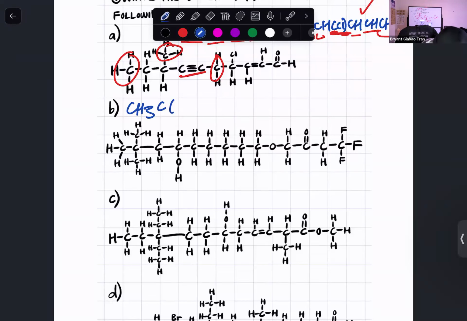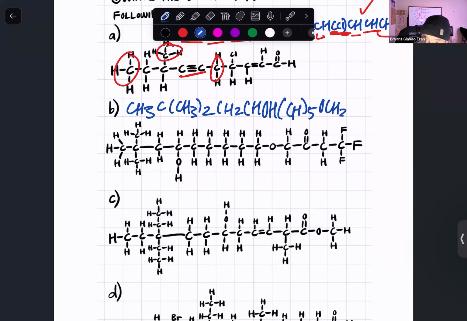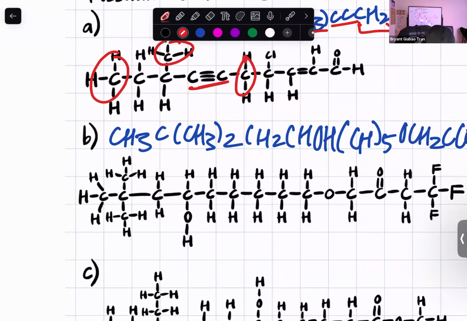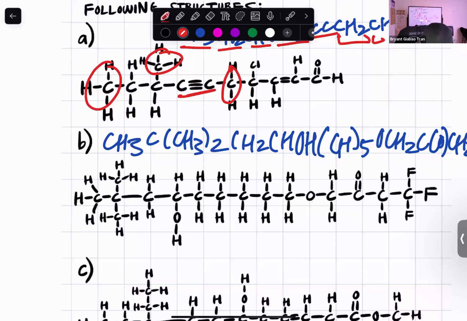CH3, CH3, 2, CH2, CH, OH, CH5, O, CH2, C, O, CH2, CF3. Okay, so this is the... Oh, I see what you're doing here. This C is the C, right? Like that you put right here.